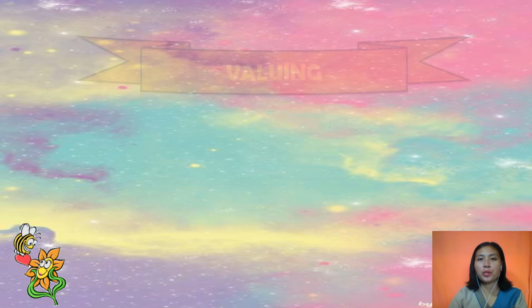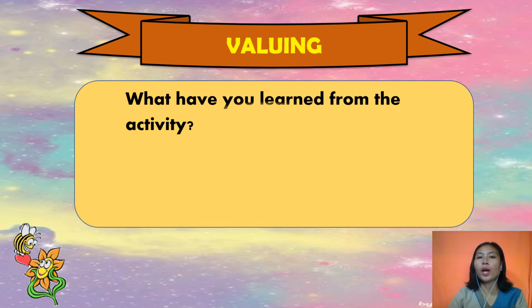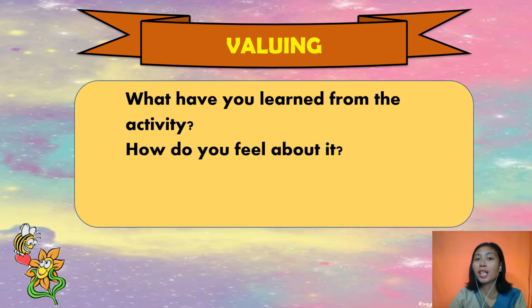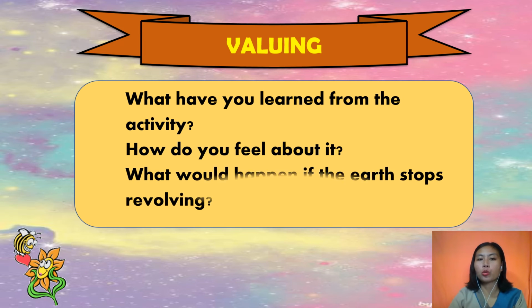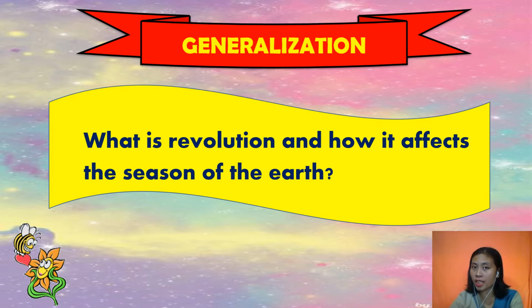Now, let me ask you this question. First, what have you learned from our activity? Second, how do you feel about it? And the last one, what would happen if the Earth stops revolving? Another question, what is revolution and how it affects the season of the Earth? So please write it in your notebook.